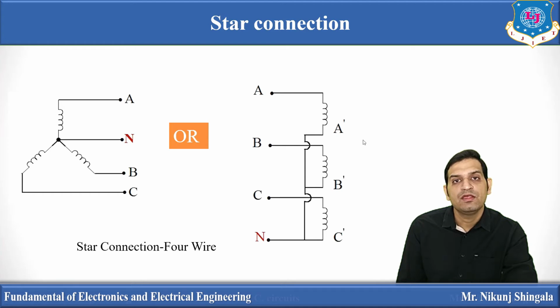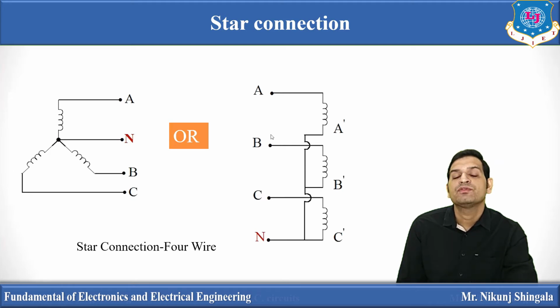A dash is one winding, B dash is another winding, and C dash is the other winding. Here we can see A dash, B dash, C dash are connected to a common point, which is nothing but the neutral point, and A, B, C are taken out to give the supply to the three-phase load.